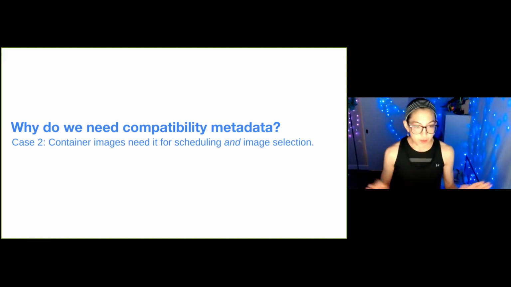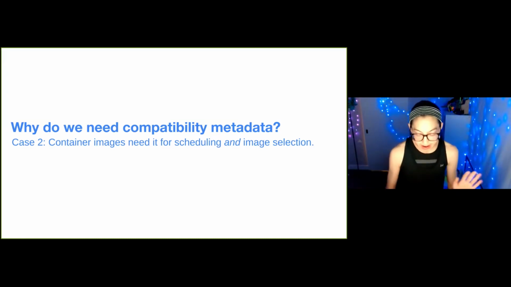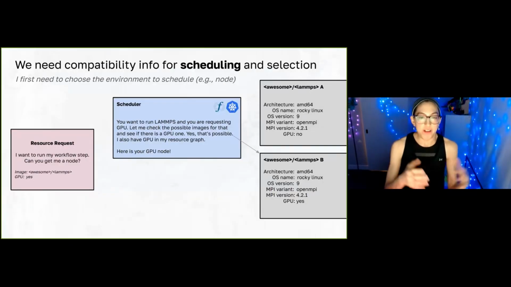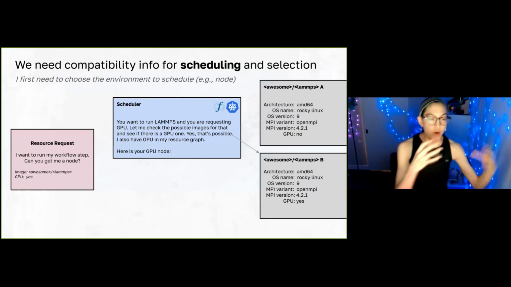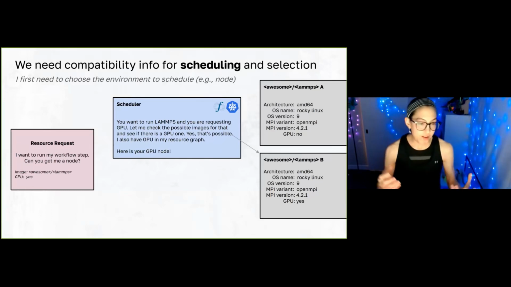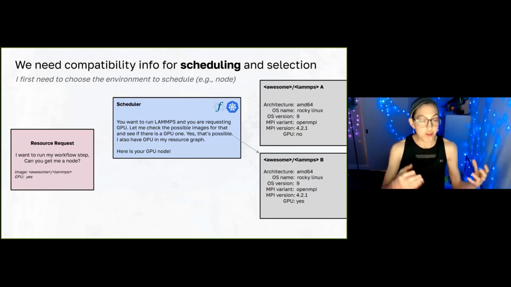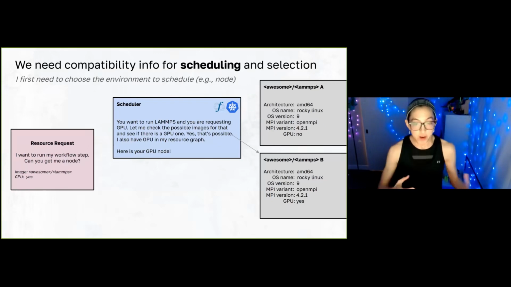That's a moot point. We're just going to pretend that's not a thing right now. And we're going to say, okay, well, now we need compatibility information for scheduling and selection. So again, back to this workflow case, here's my workflow step. Here's this particular image URI for lamps. Can you get me a node?